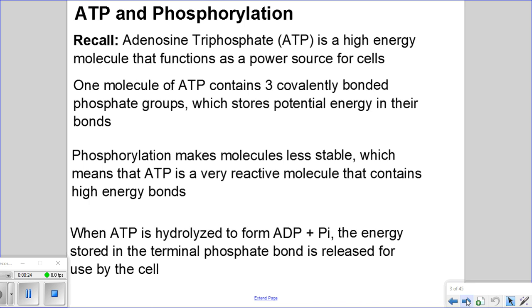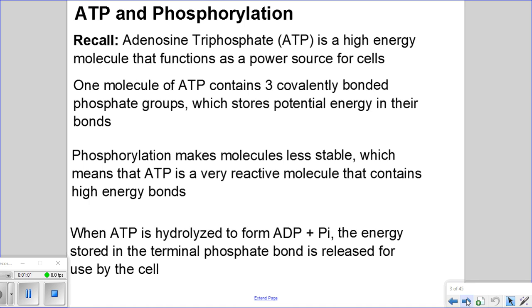So we'll start with a bit of information about ATP and phosphorylation, just a few things to recall. So just remember that adenosine triphosphate, ATP, is a high-energy molecule that functions as a power source for cells. One molecule of ATP contains 3 covalently bonded phosphate groups, which stores potential energy in their bonds. Phosphorylation makes molecules less stable, so this process of adding a phosphate to a molecule will make it less stable, which means that ATP is a very reactive molecule that contains high energy bonds.